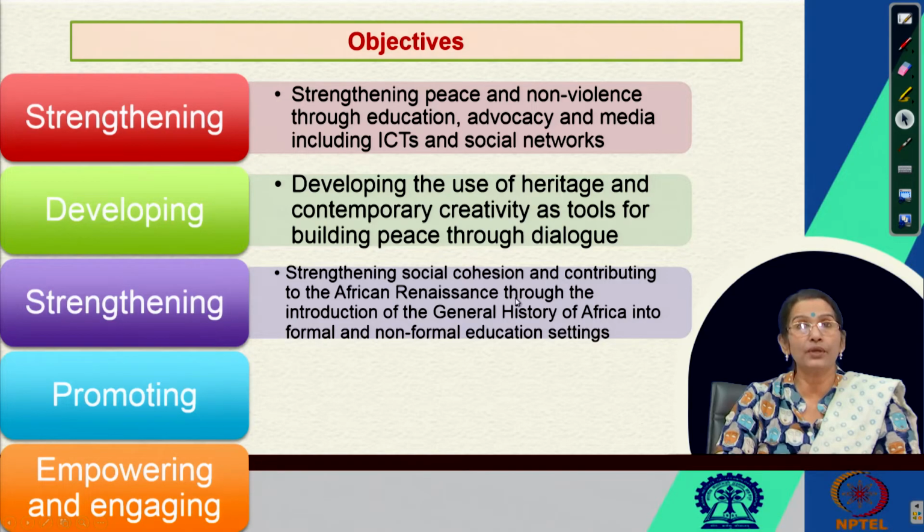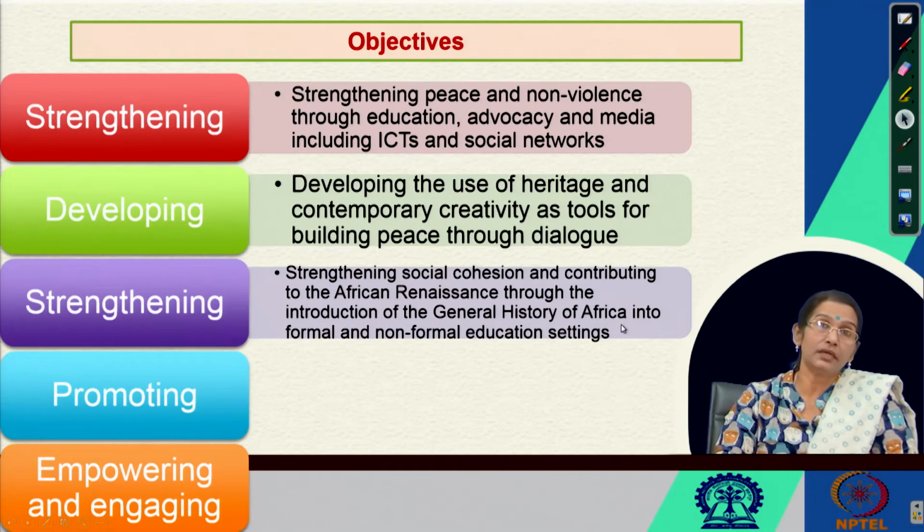Similarly, strengthening the social cohesion, that is the social relationships, team building, that group feeling, we feeling, then group dynamics, contributing to the African Renaissance. This is the case study given based on an African country. That means through the induction of the general history of Africa into formal and non-formal education. So, the project we started in Africa was to enhance the awareness of the African people regarding their general history, background, their old value systems, everything. So, history, you can say ancestry, all kinds.